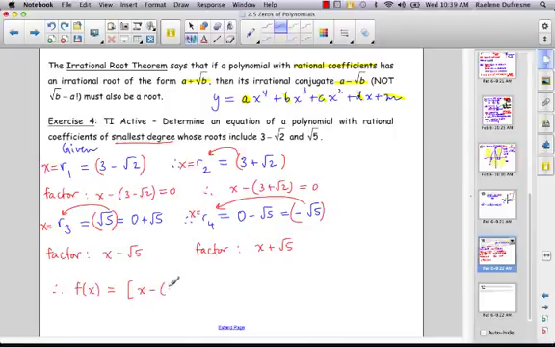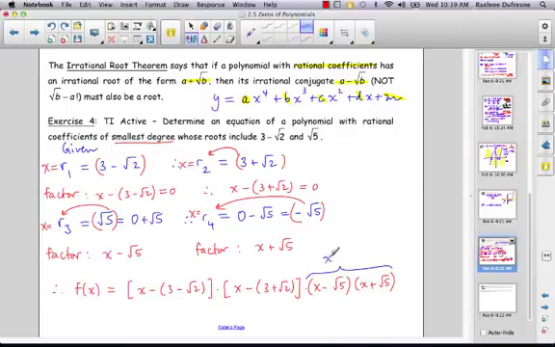So x minus 3 minus the square root of 2 times x minus 3 plus the square root of 2 times, I'm just going to use round brackets here, x minus root 5 times x plus root 5. We should have no problem expanding this. We just saw in one of the previous examples that this is x squared minus 5. You should be able to expand this by hand, and I'll leave you to do it as an exercise, but we are going to use the calculator.